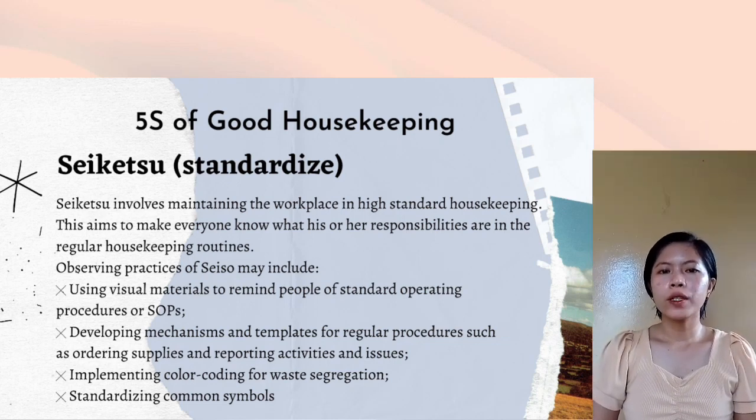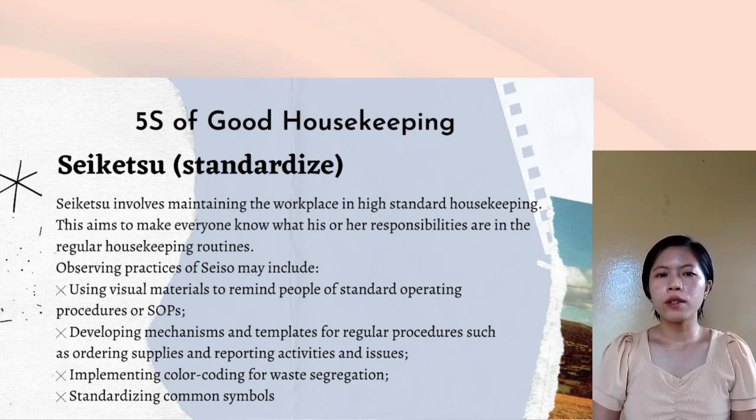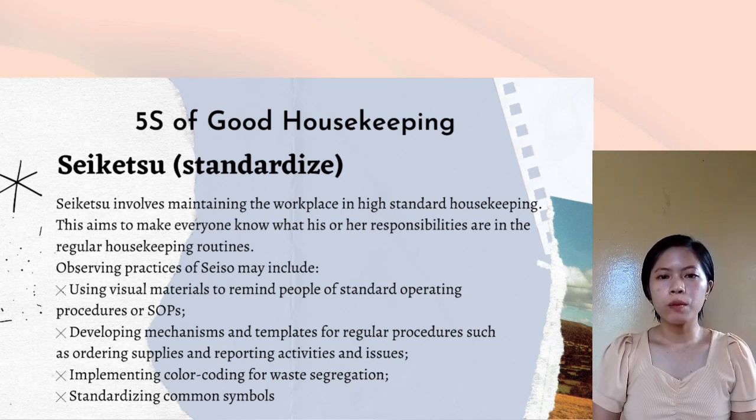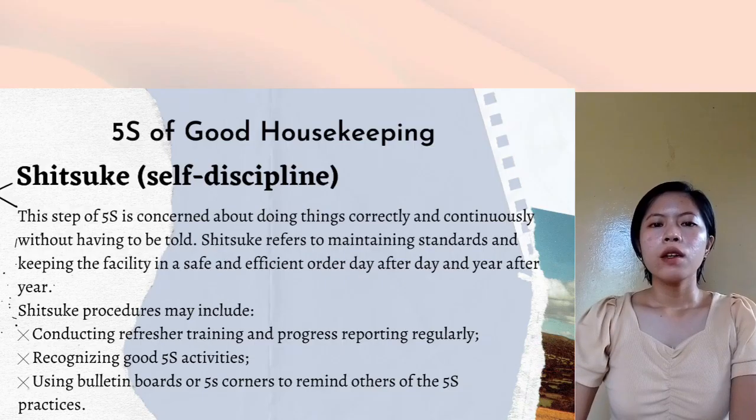So Seiketsu or standardize is the process of ensuring that what we have done within the first 3 stages of 5S becomes standardized. That is, we ensure that we have common standard ways of working. Standard work is one of the most important principles of lean manufacturing.